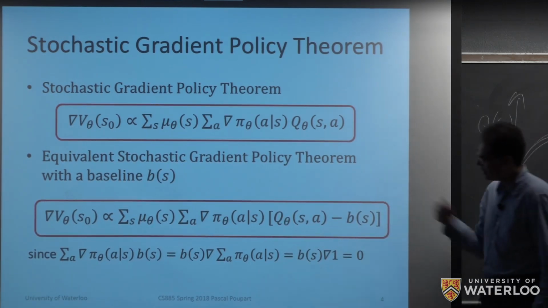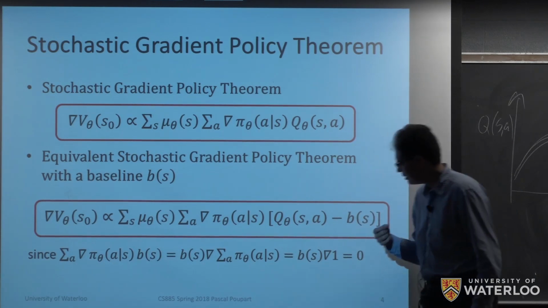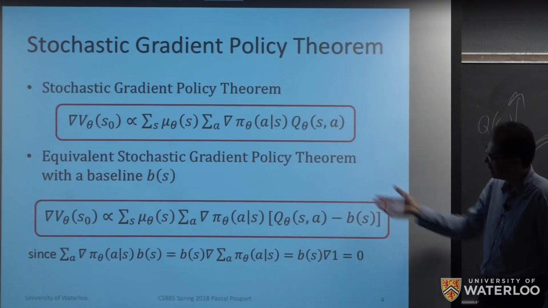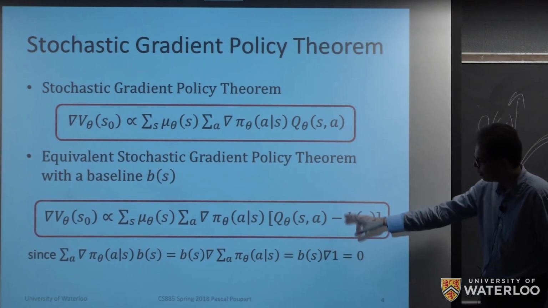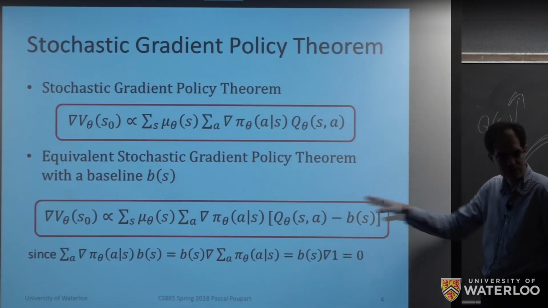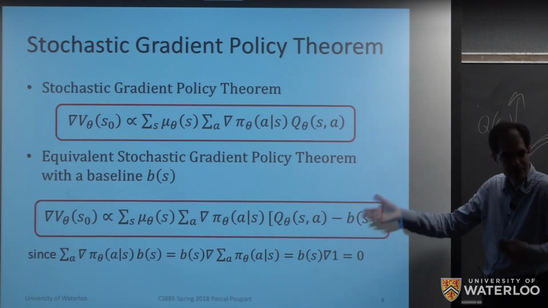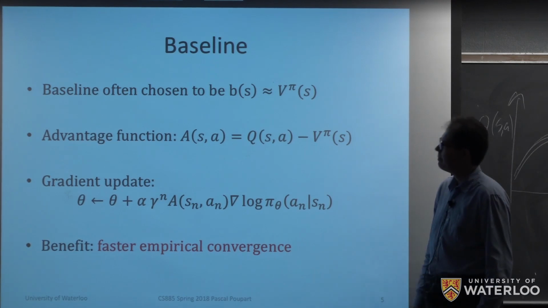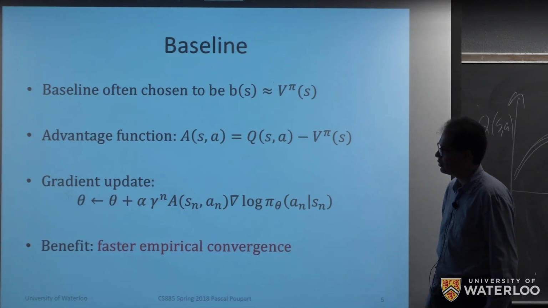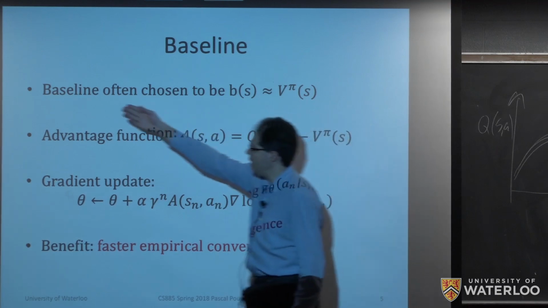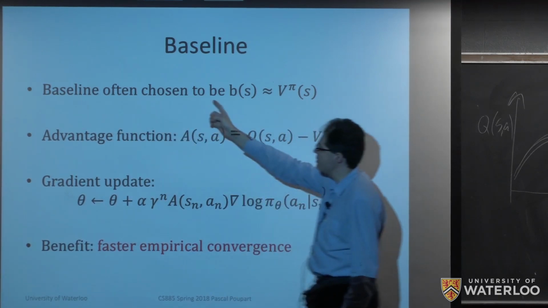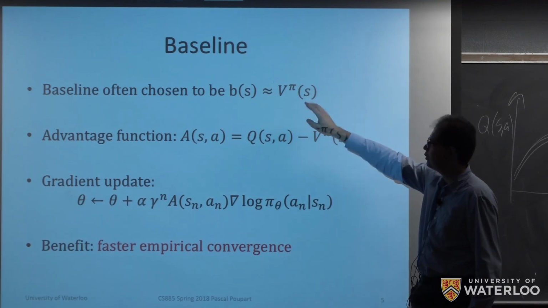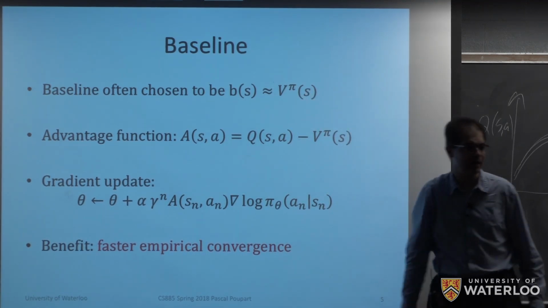So now, if that's the case, an interesting question is: is there any advantage to changing my gradient to work with a baseline like this, where I could subtract B of S from Q of S, A? Okay, so it turns out that there are indeed some advantages. It's actually quite common to choose a baseline function that is an approximation to the value function for a given policy pi.